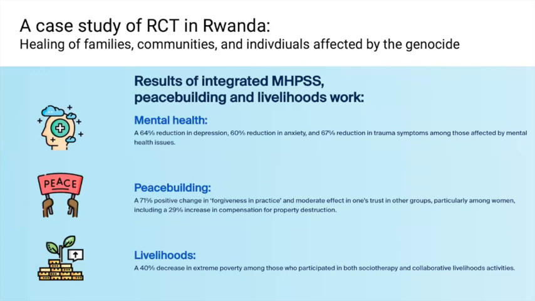So what was the percentage of people who didn't receive this intervention? What was the reduction in extreme poverty among those who didn't participate in these sociotherapy and collaborative livelihoods activities that I'm talking about? Only by doing an RCT and by controlling similar groups of people who received and who didn't receive this intervention, can we confidently say that this is a policy that, for example, should be mainstreamed into national policy of Rwanda, should inform program design in other countries, and so on and so forth.